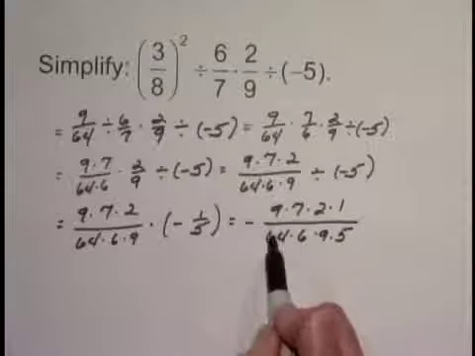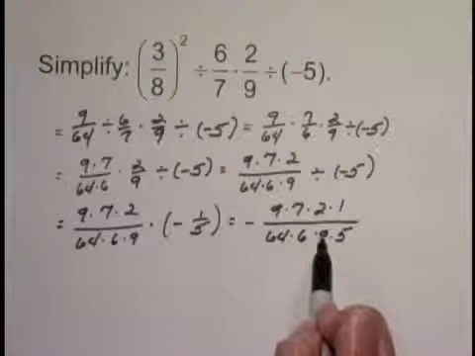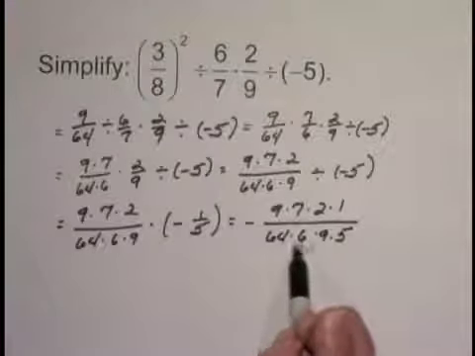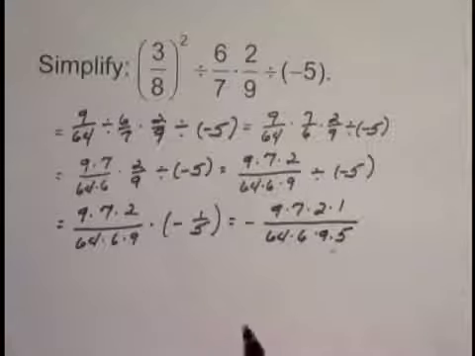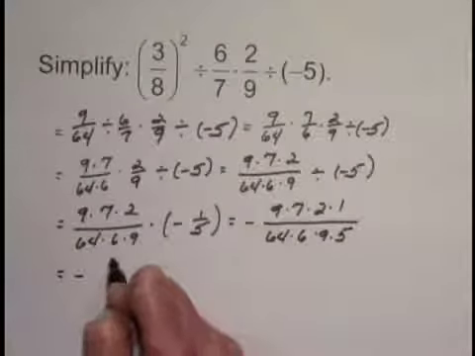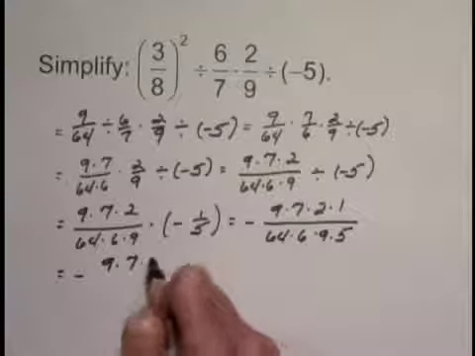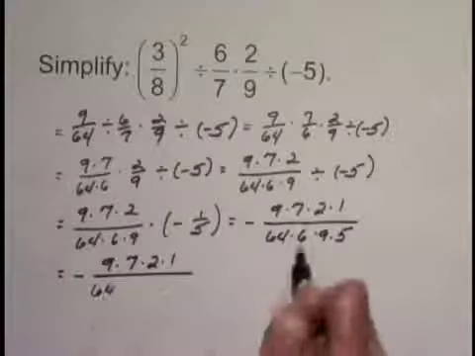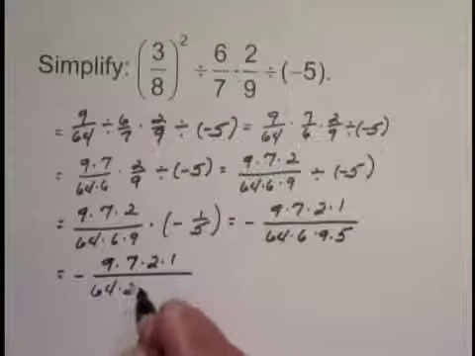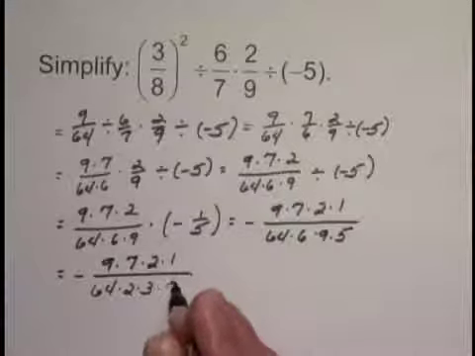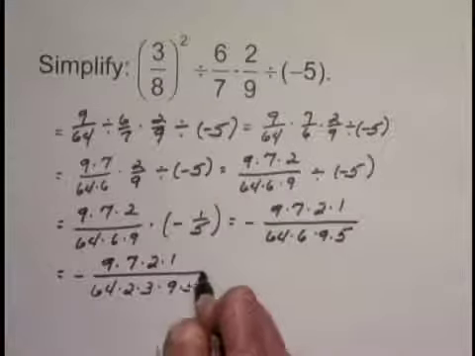I see a pair of 9s here, and I see that I have a 2 here, and 64 and 6 each have a factor of 2. So I can factor one of those with a factor of 2. Let's just rewrite the numerator. And I'm going to keep 64, and I'm going to write 6 as 2 times 3. And then I have 9 times 5.